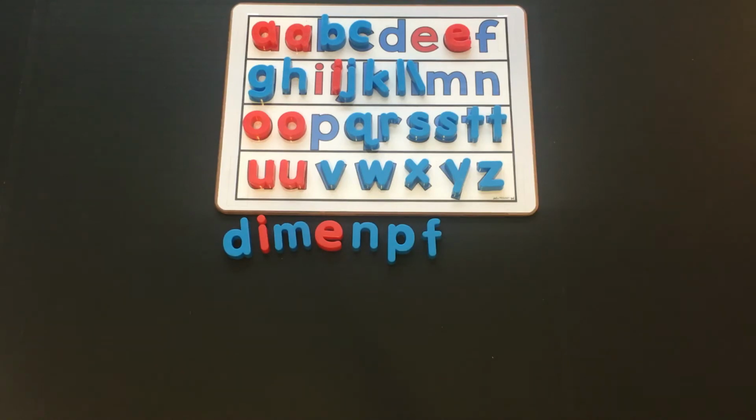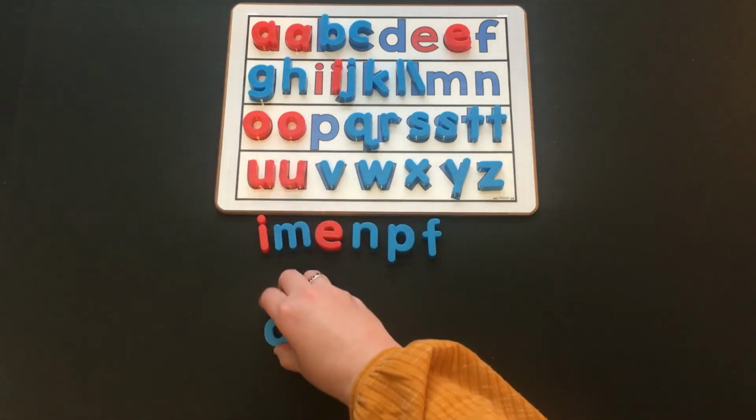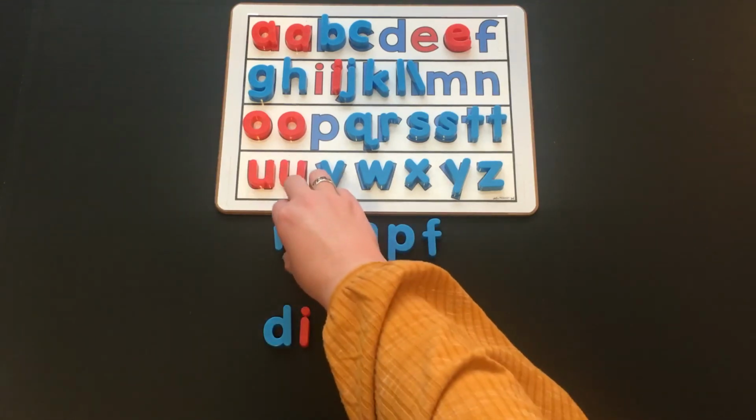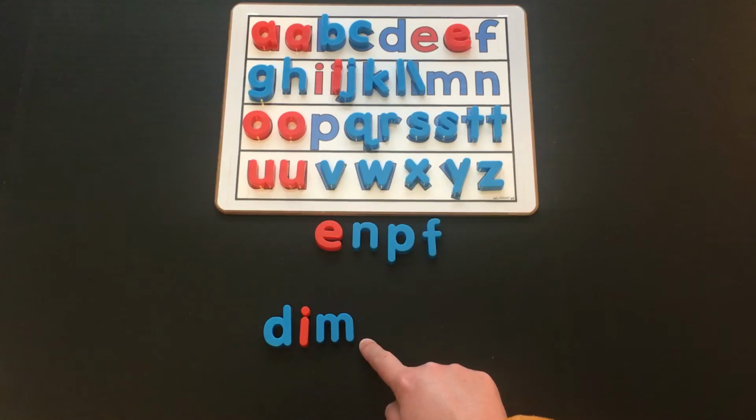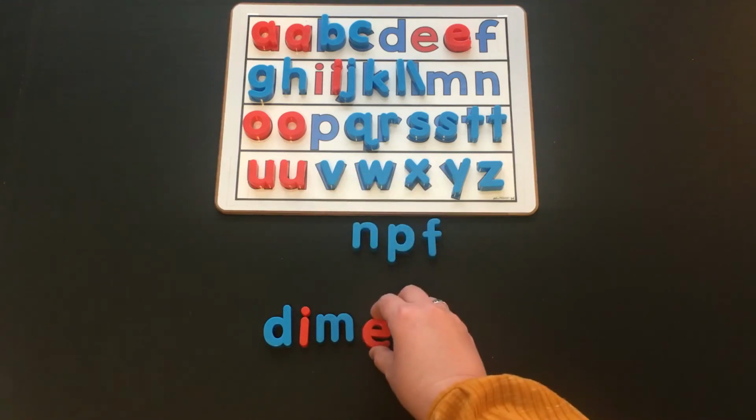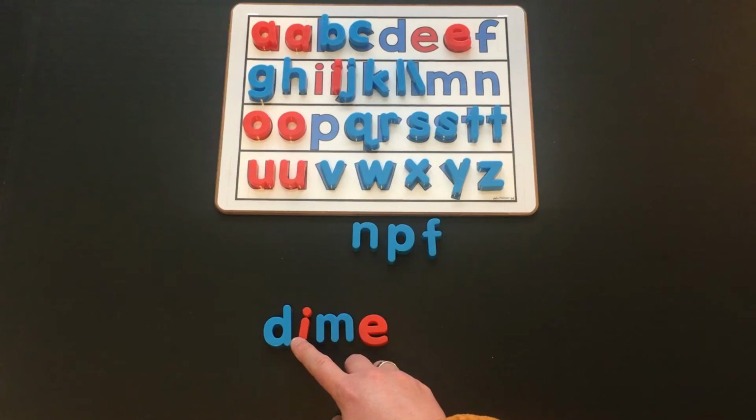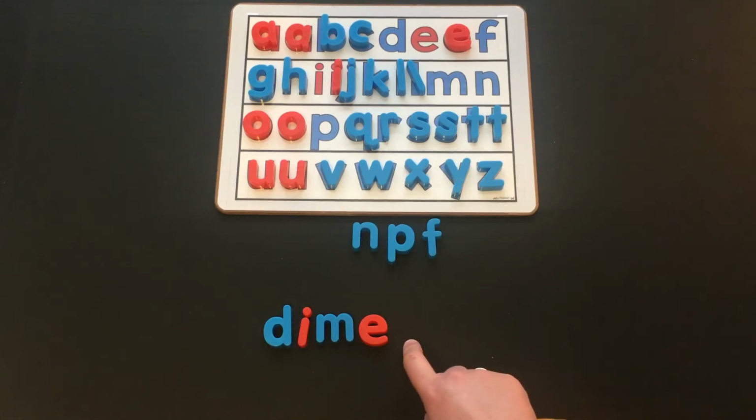Let's go ahead and make the word dim. Dim. D, I, M, dim. Now we're going to change dim into dime. What do you need to do to change dim into dime? Well, in dime, I hear I saying its name, I. So I know I need to add a silent E to the end so the vowel can say its name. D-ime, dime.